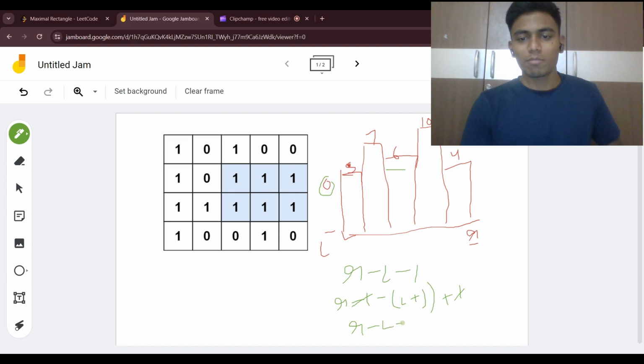So this is going to be our answer, and we need to maintain it in such a way that we will be using the stack for this. Suppose let's say I want to consider 6.